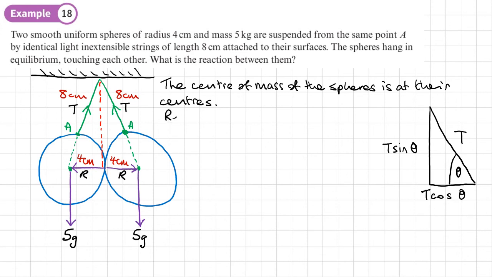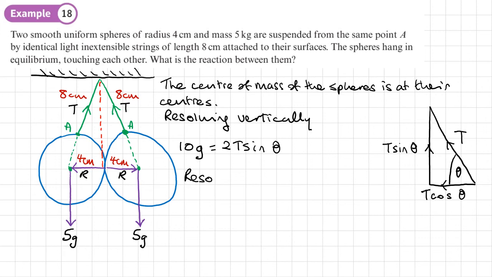So yeah, let's start by resolving vertically. So by resolving vertically, we have 5G and 5G going downwards, so that's 10G, and that's going to equal what we've got going up. And let's put some arrows on here like this. So this just represents one of the tensions. They're both going to be the same in slightly different directions. Yeah, so going up, I've got T sine theta from both of those. So I've got two lots of T sine theta, and then I'm going to resolve horizontally.